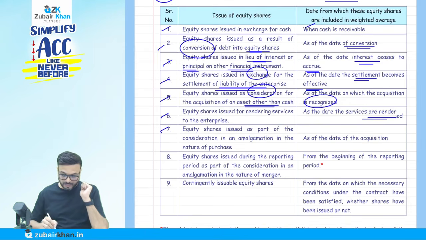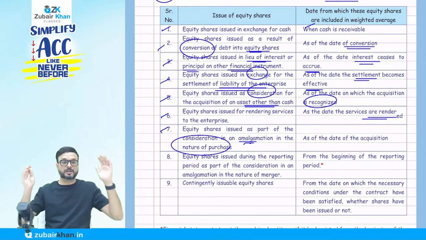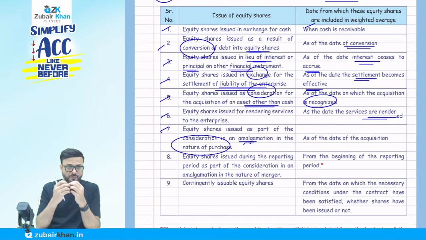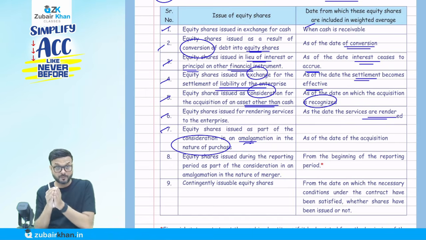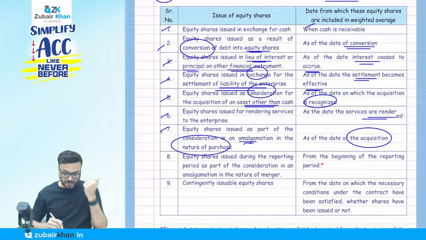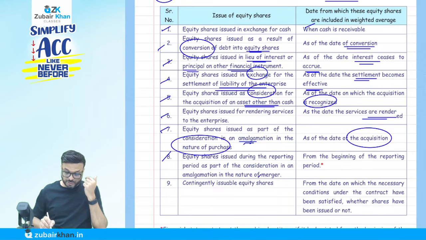Now, equity shares issued as part of consideration in an amalgamation in the nature of purchase. You know the amalgamation chapter: there are two types, amalgamation in the nature of purchase and amalgamation in the nature of merger. When it comes to amalgamation in the nature of purchase, we have to issue the shares, but from which date will it be considered? The date of acquisition.